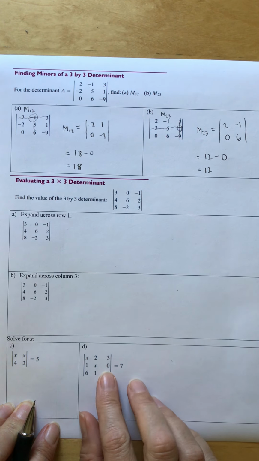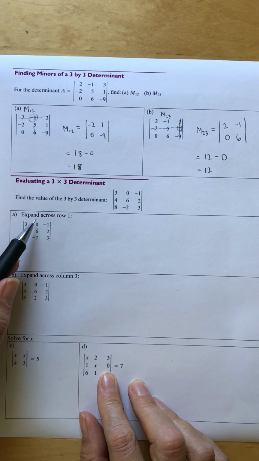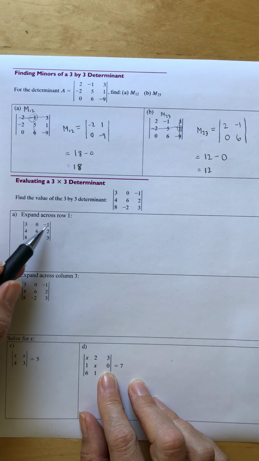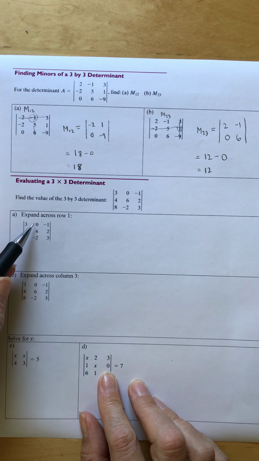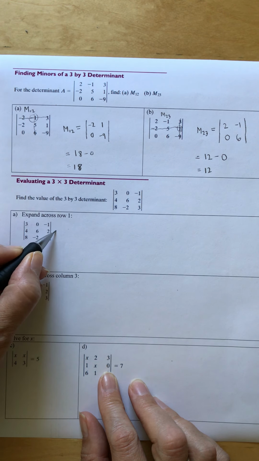So here we're going to expand across row 1. You can pick any row to expand across. Most of the time it's nice to just go ahead and do row 1, but it's also convenient if you have any zeros to use a row that has zeros in it. And you could also expand across a column. We can look at that in a minute.